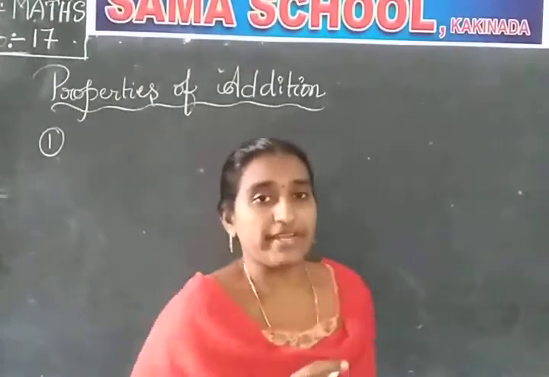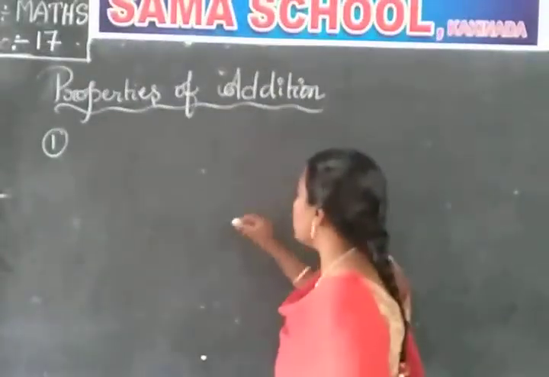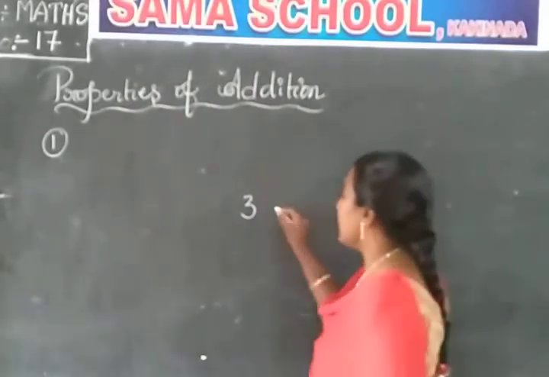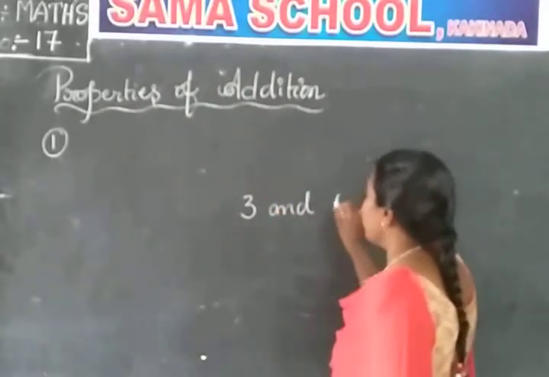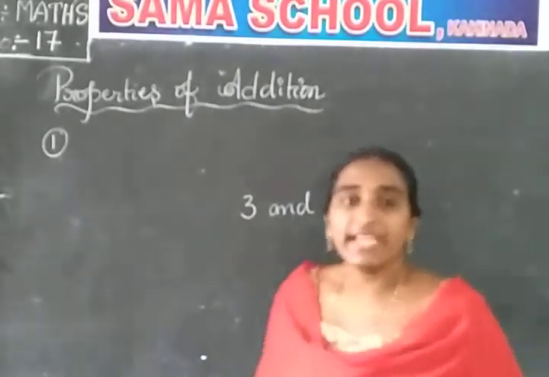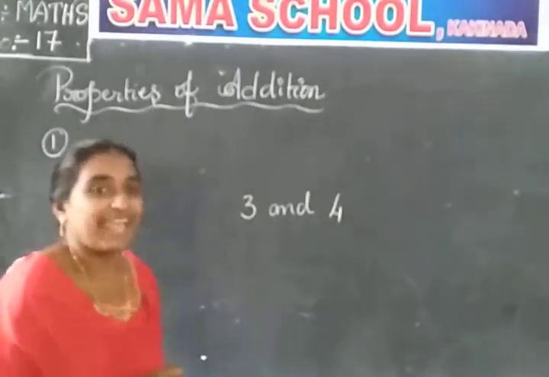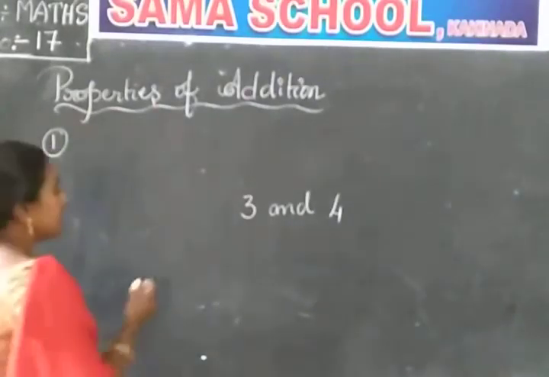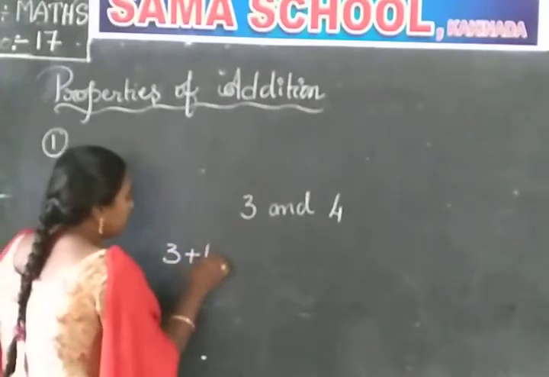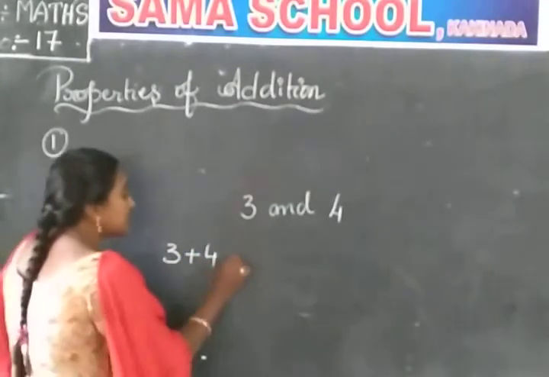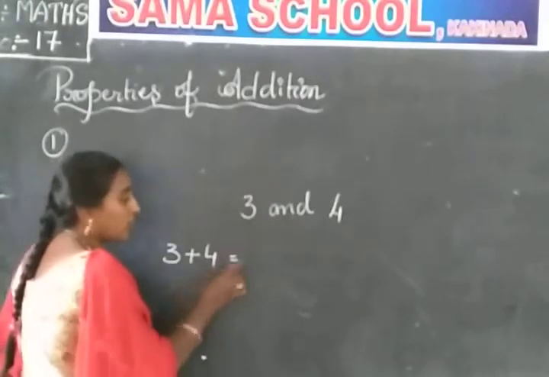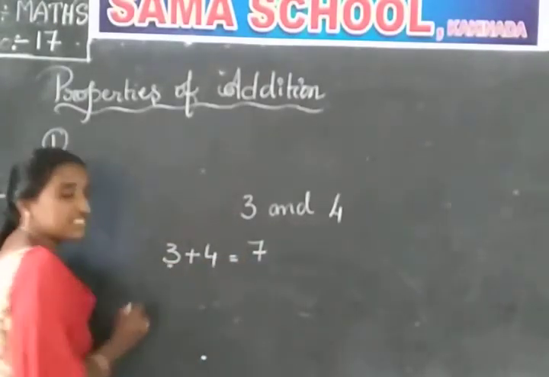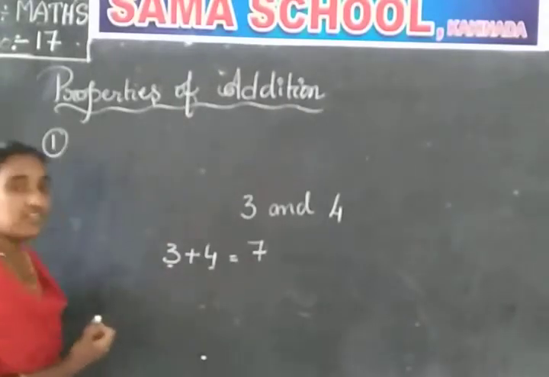The first property. See, when you take 2 numbers, here I am taking single digit numbers 3 and 4. Add these 2 numbers, 3 plus 4. What is the answer? How much will you get? 7.